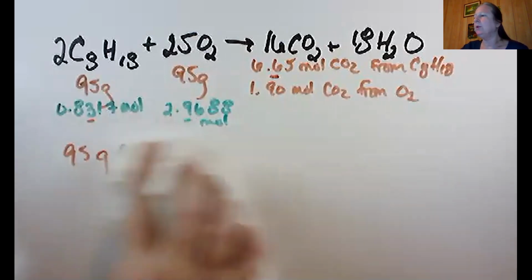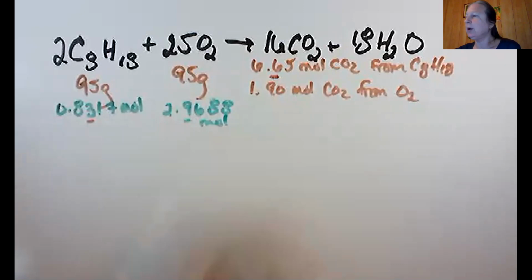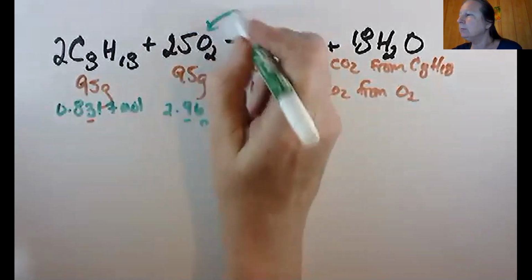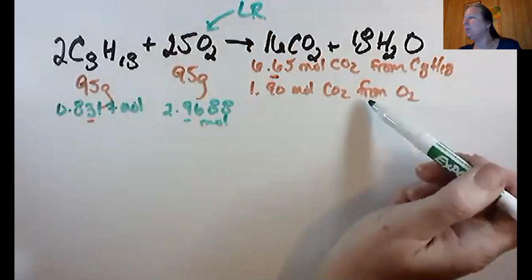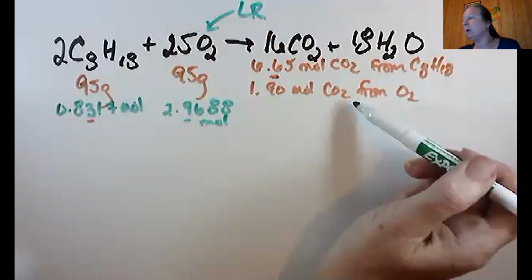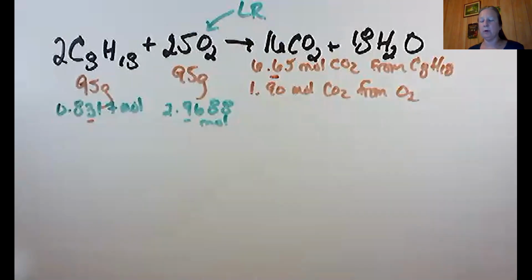Okay, so now I know that oxygen is my limiting reactant, because it makes less CO2, which means after you make 1.90 moles of carbon dioxide, the reaction is over. You cannot make any more. We have run out of oxygen, ran out of eggs. So the question was, what's the limiting reactant? It's oxygen. Which reactant will be in excess? Remember, we call the other one the excess. It's the octane.